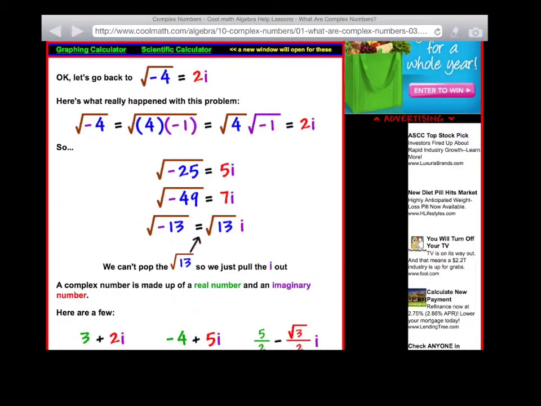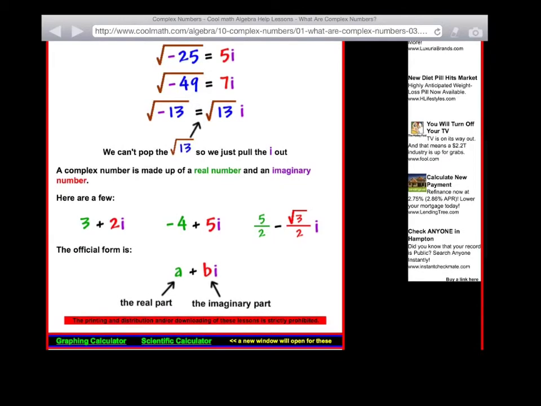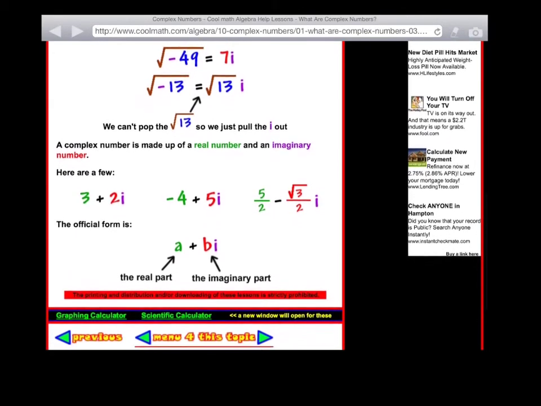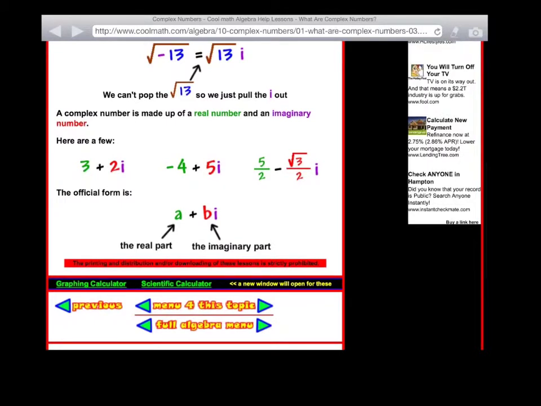All right, so just to recap what we're talking about here. So we have square root of -25 is 5i. Square root of -49, 7i. Square root of -13 is root 13 i. You can't find the square root of 13. It's irrational, so we just pull out the i and put it afterwards. Just be careful there that you do not end up putting that i underneath the radical sign. Notice how the radical sign cuts off there.